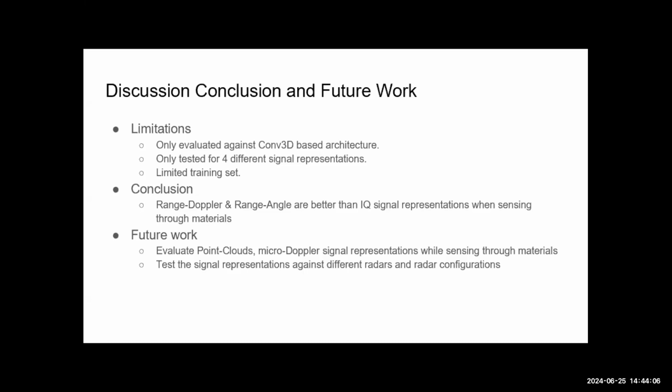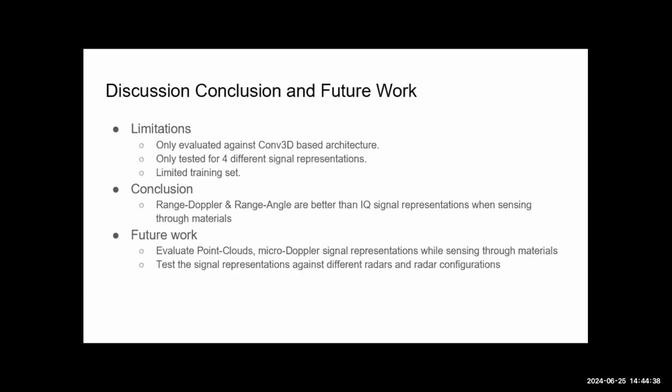Also, for the training set, we had a very limited training set. Even though we have 24 gestures, for one gesture, we only had around 70 gesture repetitions for training. So this is quite low. This is one of the limitations. And also we found that Range-Doppler and Range-Angle data representations are better than just the raw data.